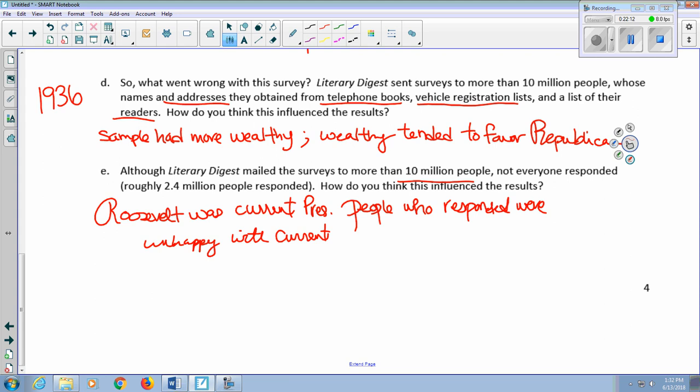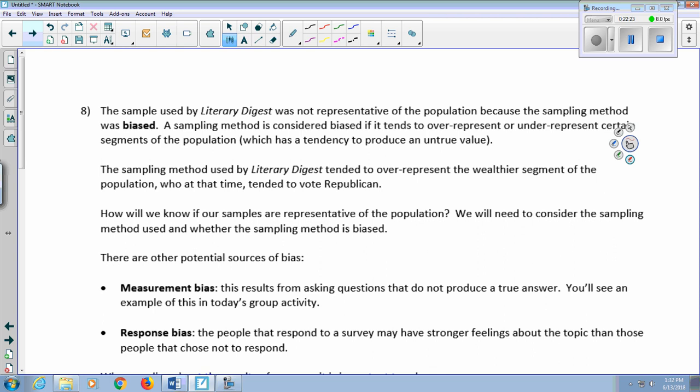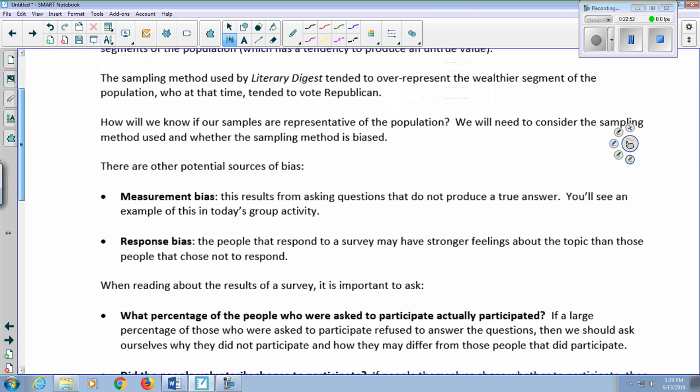So that brings us to talking about a couple types of bias that can come into play in a survey. The sample used by Literary Digest was not representative of the population, so that's an important idea, because the sampling method was biased. A sampling method is considered biased if it tends to overrepresent or underrepresent certain segments of the population. So likely they overrepresented the wealthy population, which tends to produce an untrue value. So how will we know if our samples are representative of our population? We need to consider the sampling method used and whether the sampling method is biased.